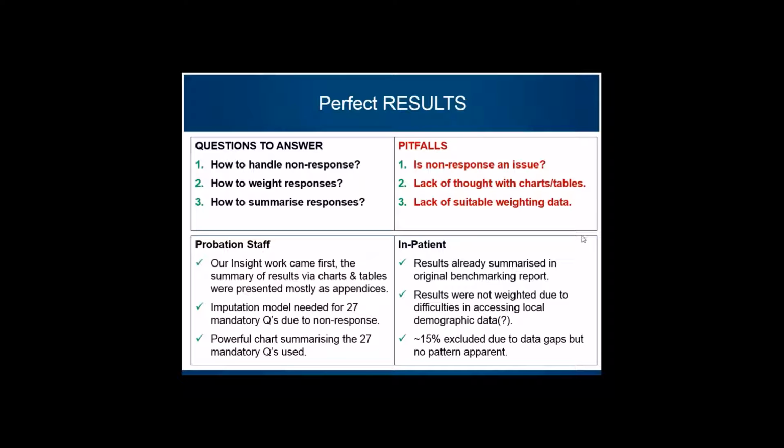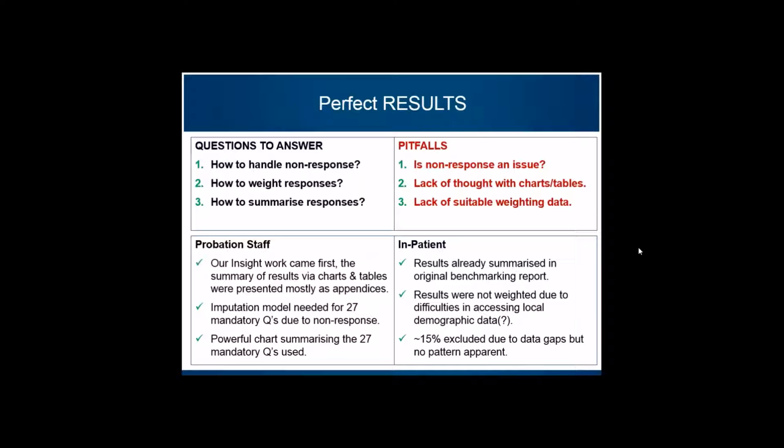If, on the other hand, those who are satisfied are just as likely not to respond as those who are dissatisfied, then you can actually exclude the people. And that's what happened in the inpatient survey. We generally went for exclusion of non-responders rather than imputation. But in the probation staff work, we felt that there were patterns appearing in responses that could be exploited to estimate what people would have said. And that's what we did there.